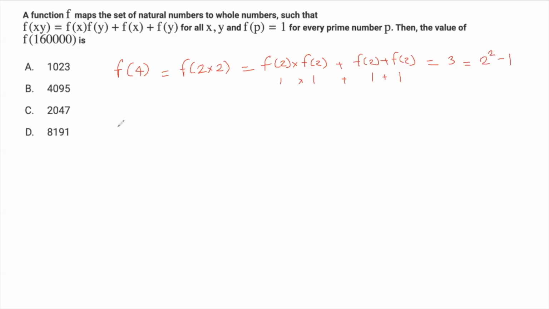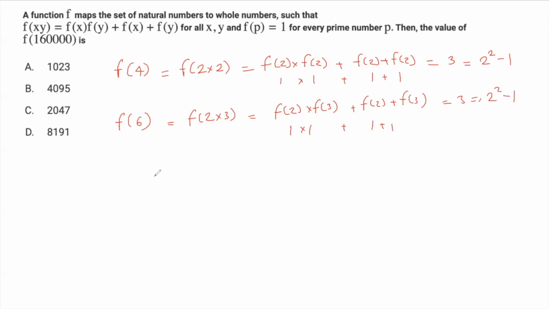Okay. What if I asked you to find f of 6? f of 6 would also be f of 2 into 3. By the same logic, it will be f of 2 into f of 3 plus f of 2 plus f of 3. And the value would also be the same: 1 into 1 plus 1 plus 1, which is 3, or 2 raised to 2 minus 1.